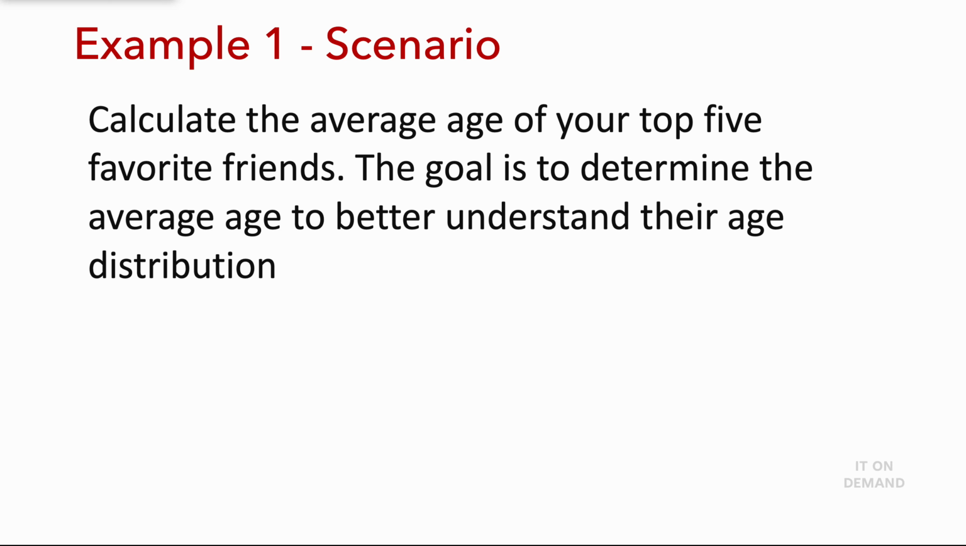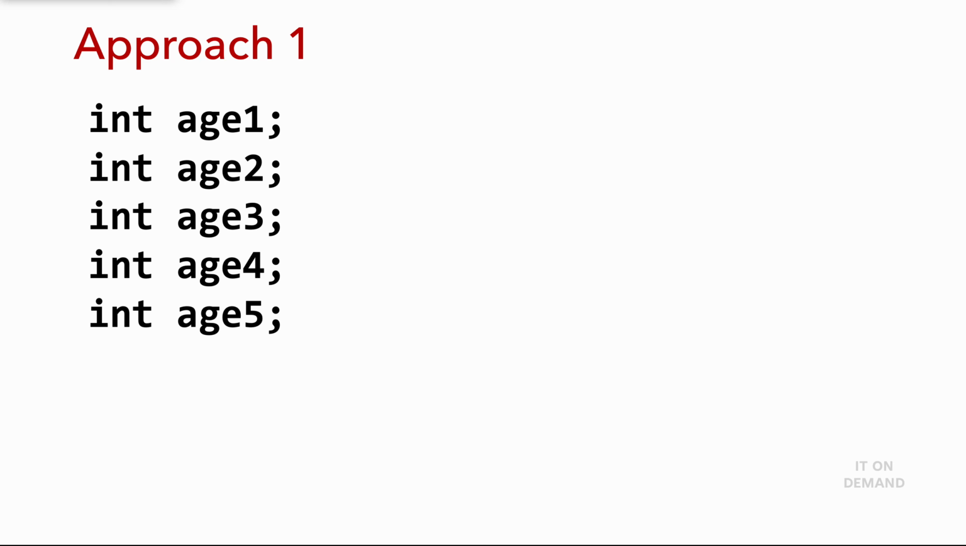Now, let's look at this scenario. You want to calculate the average age of your top 5 favorite friends. The goal is to determine the average age to better understand their age distribution. Now, one approach you might want to take is to say, okay, int age1 to declare the first person's age, int age2 for the second person, int age3 for the third person, int age4 for the fourth, int age5 for the fifth person.